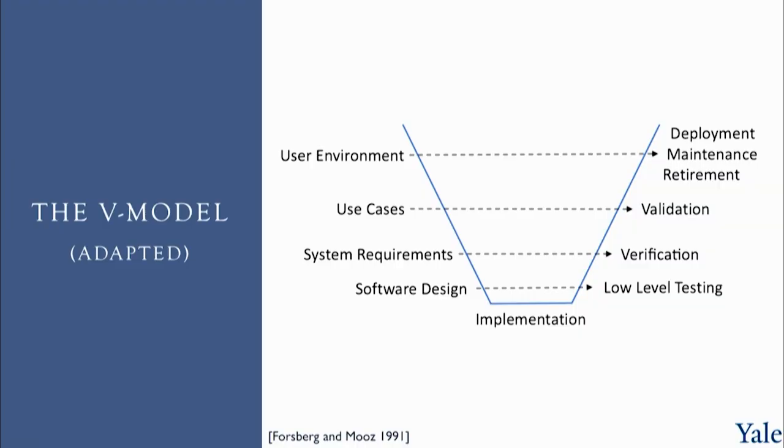So this is the V model. We've met it in week 1, and we're going to use this over the next few weeks as we go through the process. We're in step 2 here. We're in the use cases. We're going to visit our users and figure out what is it that they need.